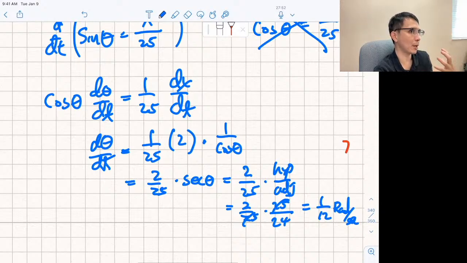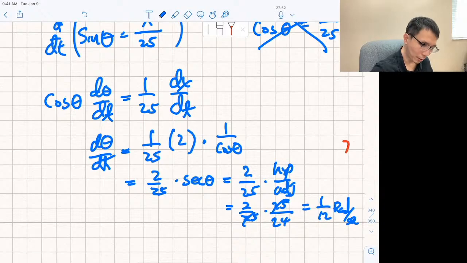Because it's really hard to grasp what 1 over 12 radian means, right? 1 over 12 radian doesn't mean anything to you. But if I change it to 5 degrees per second, that makes sure I understand it a little bit better, because usually you cannot tell what radians are.